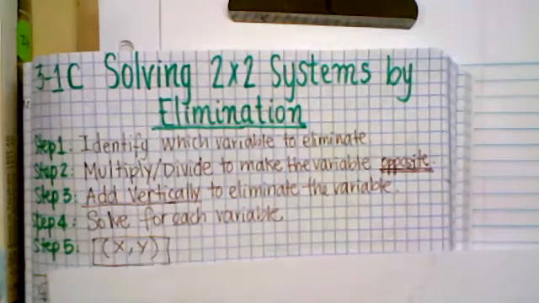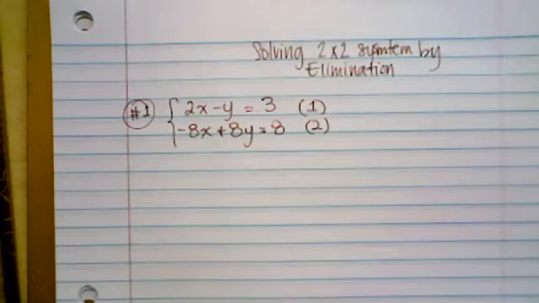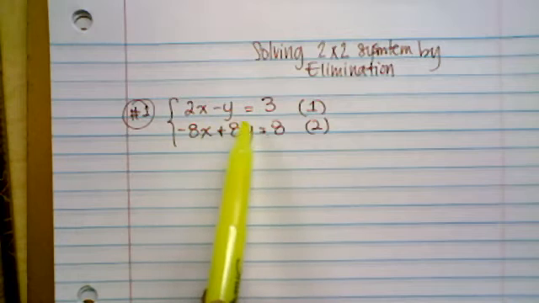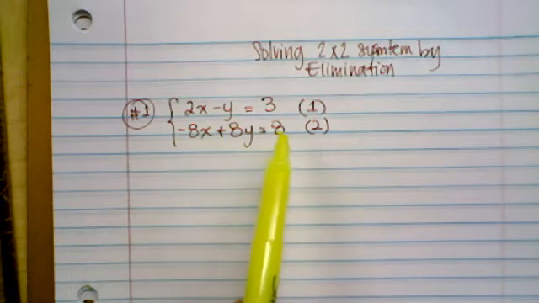Okay, so I'm going to demonstrate with an example. I have this system here. The first equation is 2x minus y equals 3. The second equation is negative 8x plus 8y equals 8.